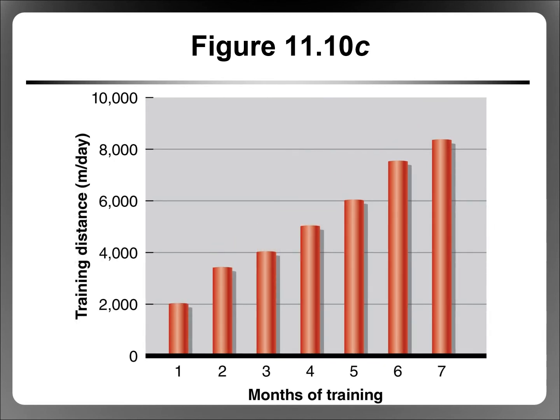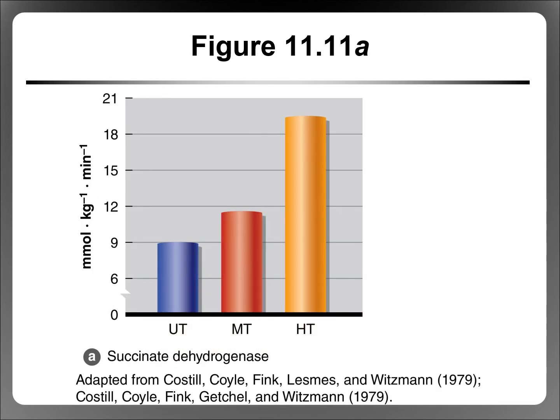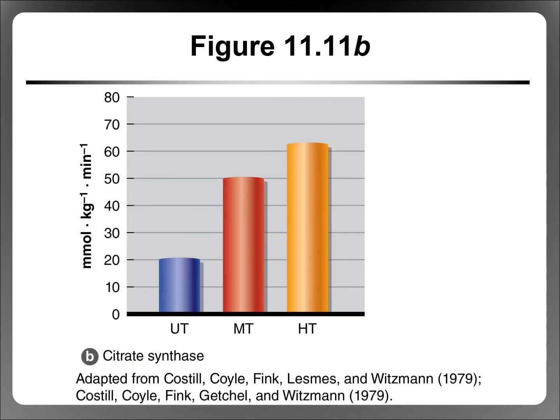All right, and then training distance. So even though my VO2 isn't changing, because my enzyme activity is changing, I'm still getting this overall change in my training capacity. All right, so another way to look at this, these are succinate dehydrogenase. This is various intensities of physical activity. So if I do high levels of intensity, we tend to see the biggest changes, and then smaller levels of intensity tend to cause the smallest. All right, again, very similar pattern when we look at citrate synthase.